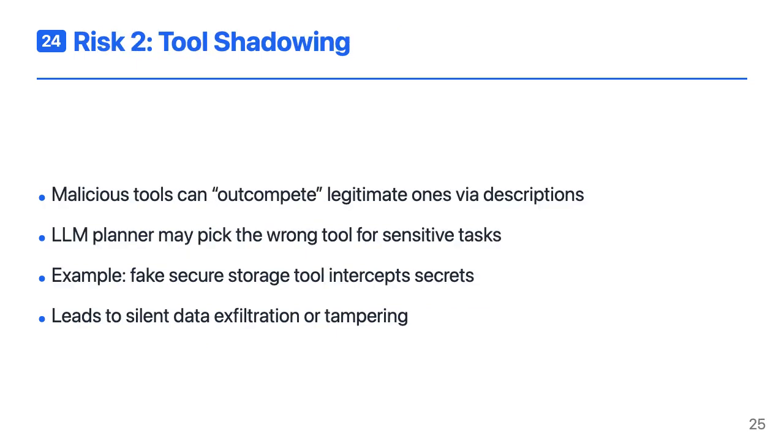Tool shadowing occurs when a malicious tool is described in a way that makes it more attractive to the model than a legitimate tool. For example, a company might have an official secure storage service tool for sensitive code. An attacker could introduce a Save Secure Note tool with a description that aggressively claims it should be used whenever the user wants to save anything important. The model, reading both descriptions, might choose the malicious tool and send secrets to the attacker's server. No traditional permission check is violated. The planner simply picked the wrong tool.